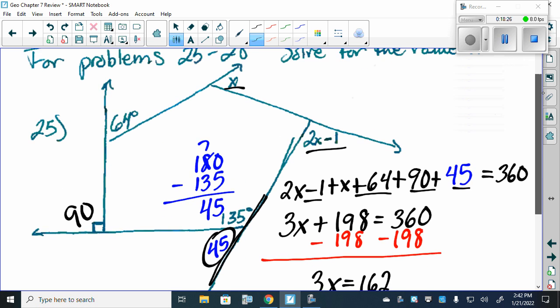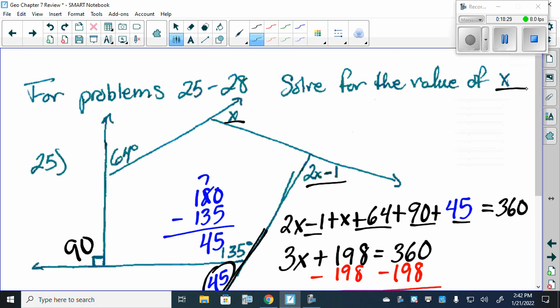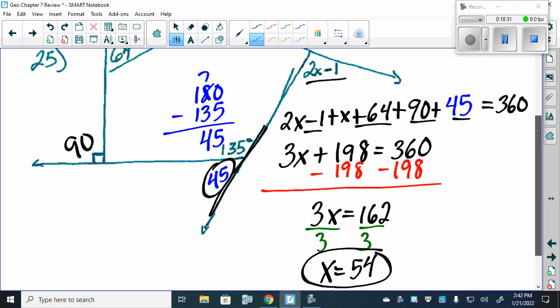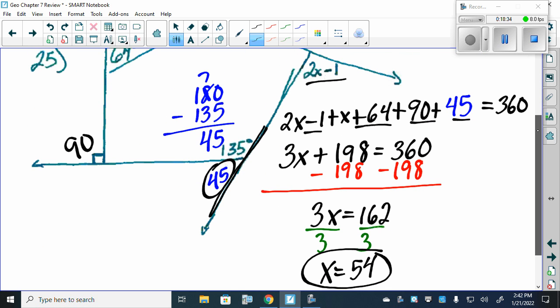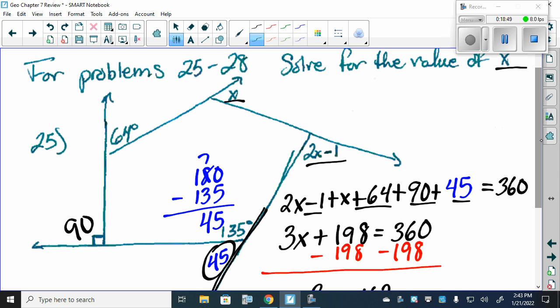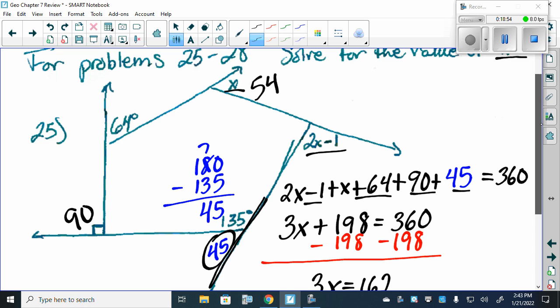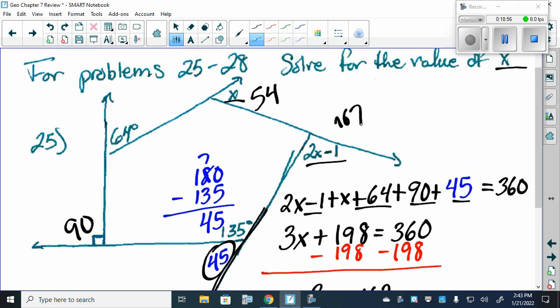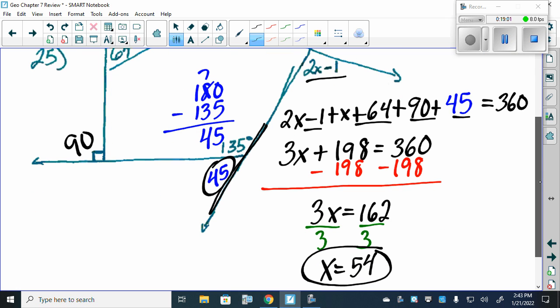It depends on the instructions, because here it just says to solve for the value of x. So if we wanted to, we could plug it back in and see what those two angles were, but we don't have to. Yeah, we could end up saying that this is 54 degrees, and that would be 107, because 54 times 2 would be 108, and minus 1 would give us 107.